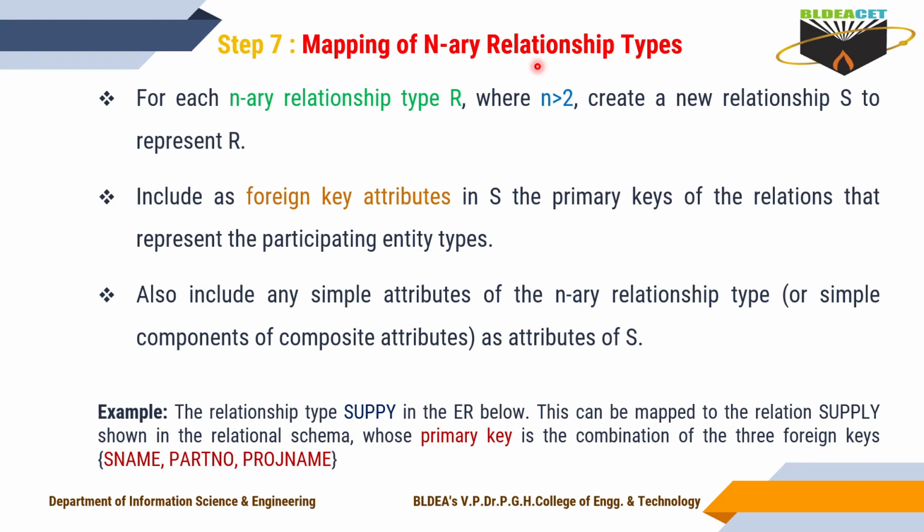Next is mapping of n-ary relationship types. What do n-ary relationship types indicate? The N value is greater than 2 here, other than binary. If the number of entity types involved in relating the relations is more than 2, then you call that an n-ary relationship. So if you want to relate more than two relations, then each entity type you take as one relation, and in each relation, all those primary keys you are having, you have to take as foreign keys in the new relation here.